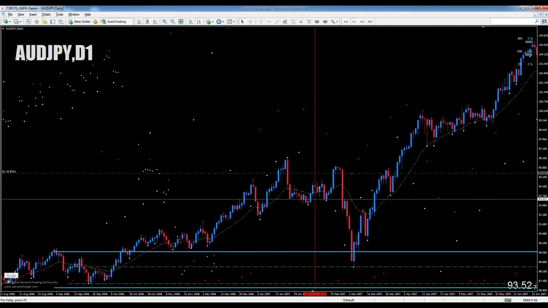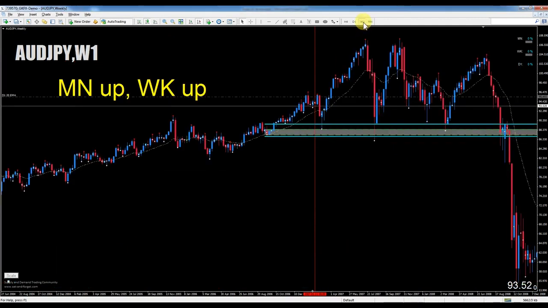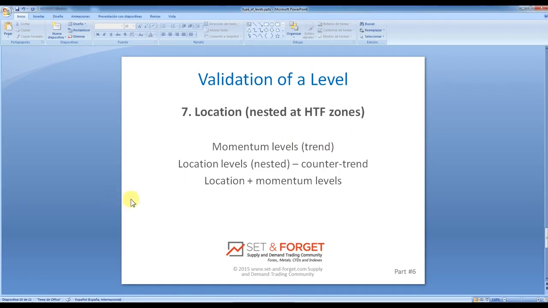Okay, so this is it. Summarizing, summing up, we have three types of levels: the momentum ones, the location type of levels by themselves, and then those that are well located and have the momentum of the bigger time frame trend with them. Okay.